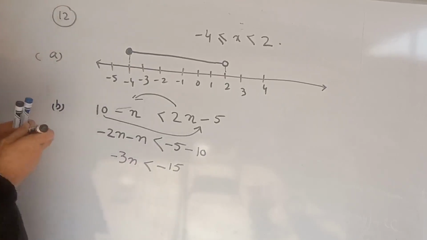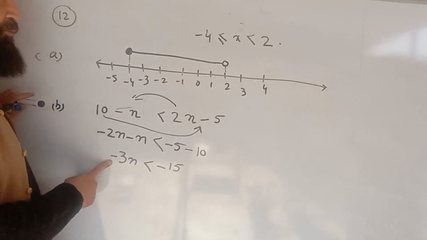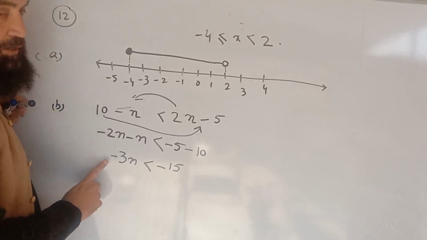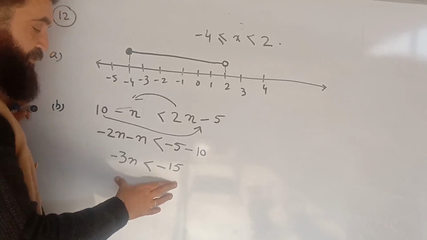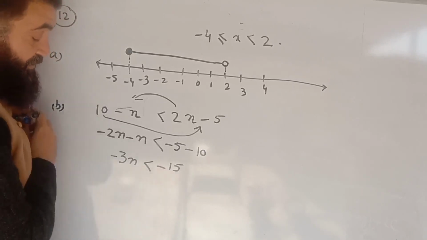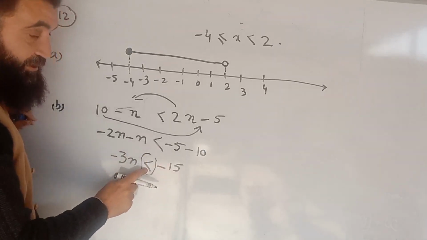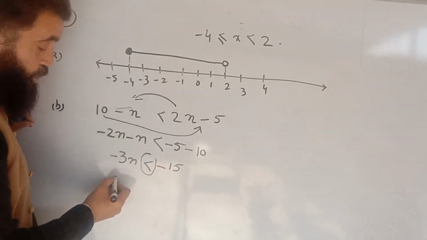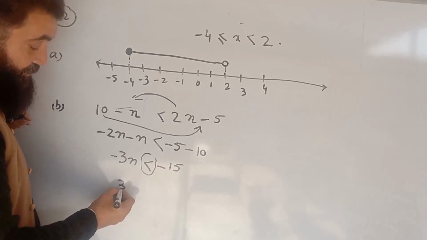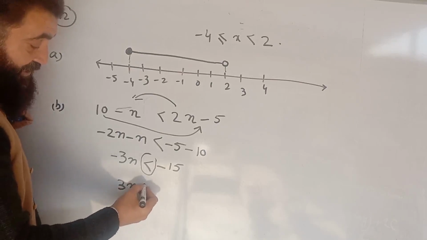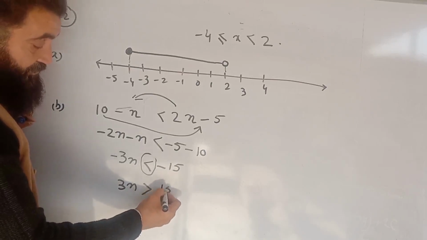Now we have to multiply it with a negative number. When you multiply both sides of it, or divide both sides, with a negative number, this sign is reversed. It is less than, this will become greater than. So when we switch the sign to positive, this will become 3n, and this less than sign will become greater than, and this -15 will become 15.